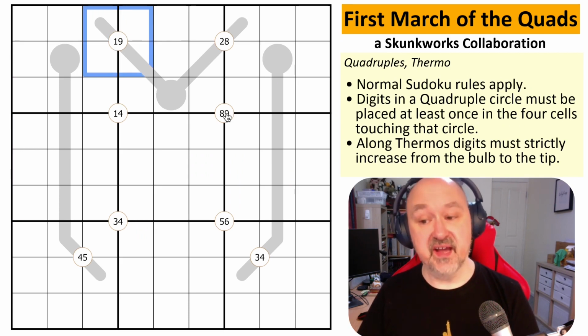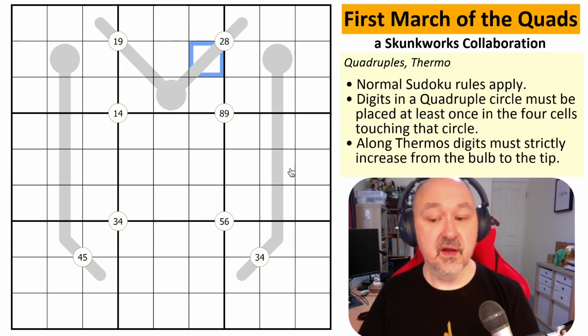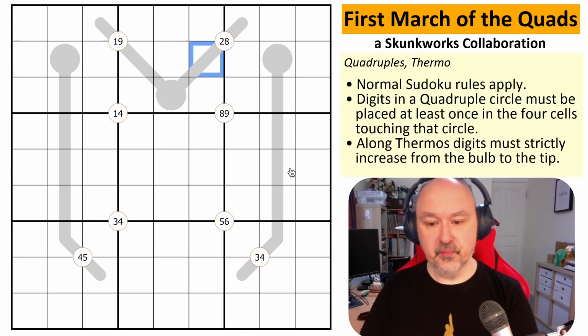In this puzzle, the extra rule is thermos, and the way thermos work is digits must strictly increase from the bulb to the tip. So this digit will be higher than this digit will be higher than this digit. And with that, this puzzle is solvable.